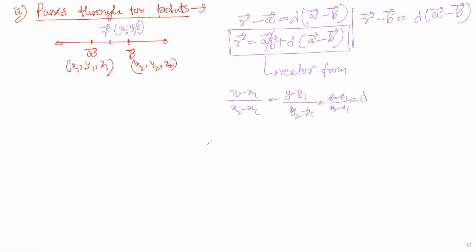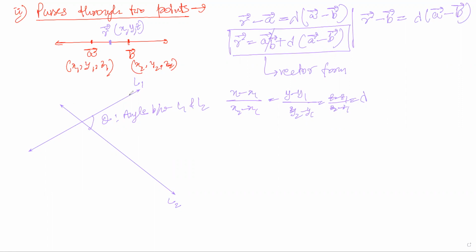Okay, so let's talk about one more concept now. Let's say we have these two lines making some angle theta with each other. Let's call this line L1 and this line L2. So theta is the angle between L1 and L2. Now we need to find out the angle theta.